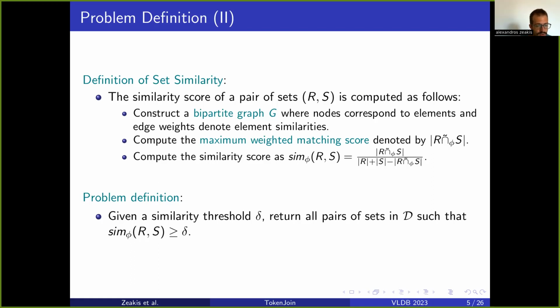Note that if we did not use a similarity function phi and allowed only exact matching between elements, then this scoring function would be similar to Jaccard. Our problem now is that given a similarity threshold delta and a function phi, we want to return all pairs of sets in collection D whose similarity score with regard to phi exceeds delta.